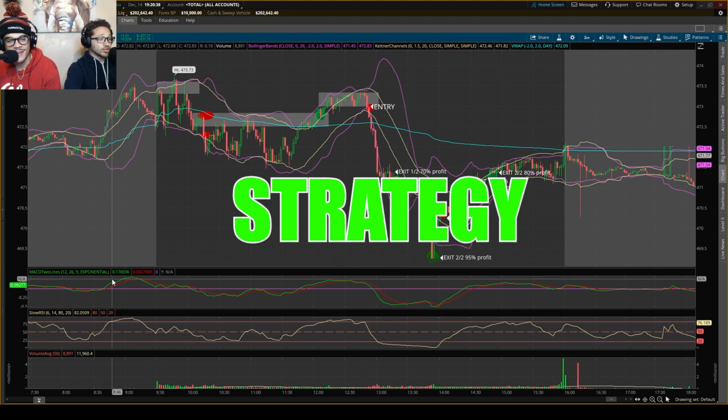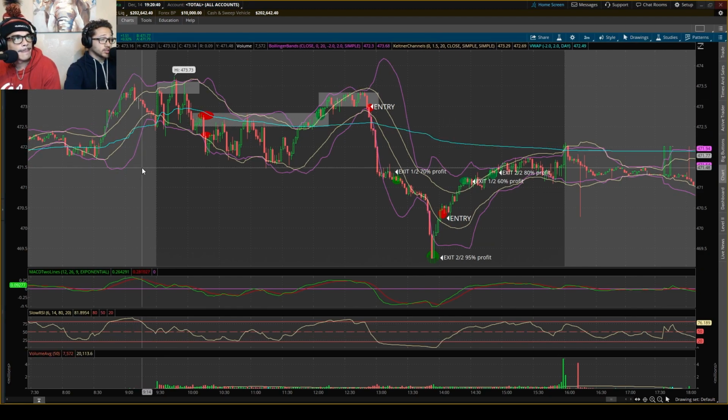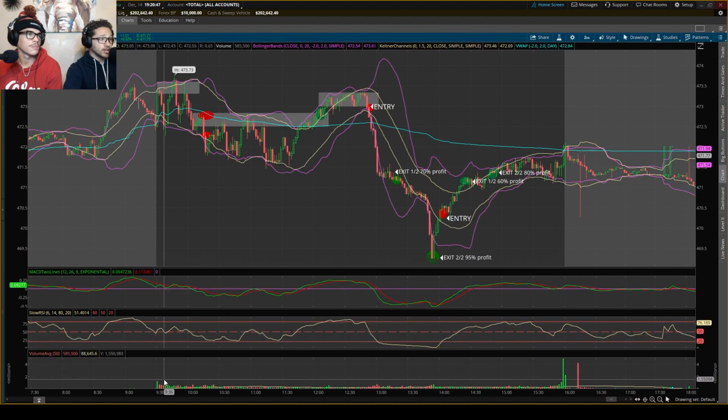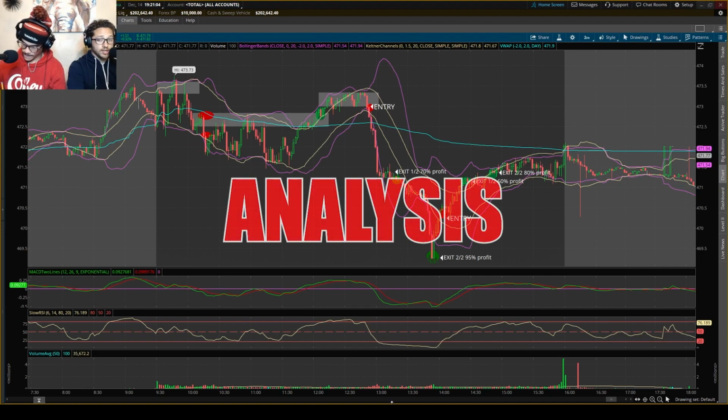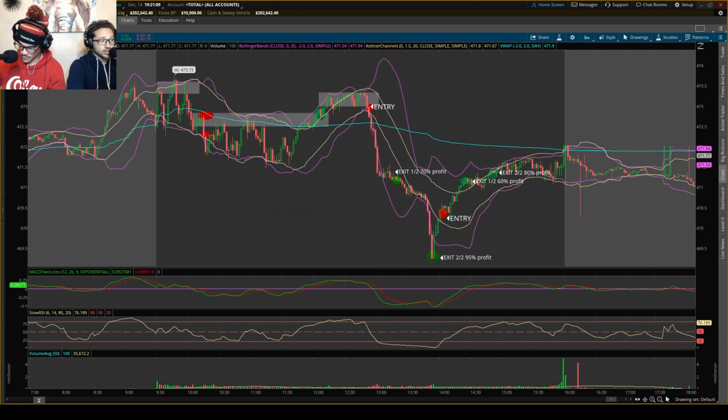Sorry. Strategy real quick is the Bollinger Bands, the Keltner channels, the VWAP, the MACD, the RSI, and the volume. Same strategy, the same day trading strategy that is going to be for the rest of this series. Also, we're using supply and demand zones, as you can see where we identified here. And that's going to be the strategy side of it. Now let's get straight into the analysis.